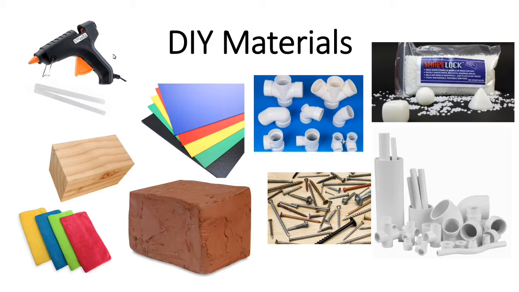What are some of the materials that you can use? There's really no limit to the tools that you can use to create a prototype, but here's just a few examples. So we have wood, we have clay, we have cloth, PVC, screws, shape lock, and glue. Shape lock is a great product. It's a plastic. When heated, it forms together, and then when it cools, it hardens.